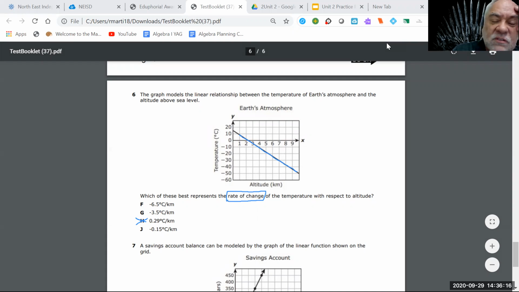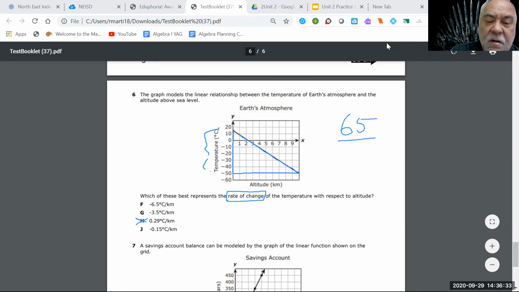So what I do is, I mean, it's rise over run. You can just make a big triangle out of this thing here. And the rise from positive 15 to negative 50 is 65.